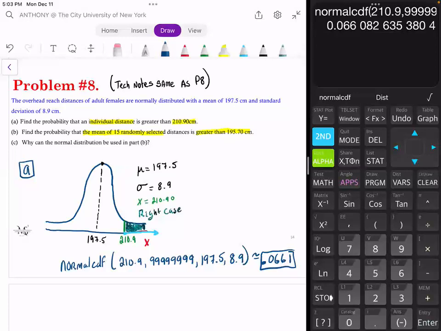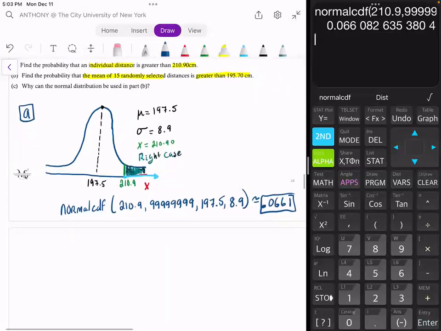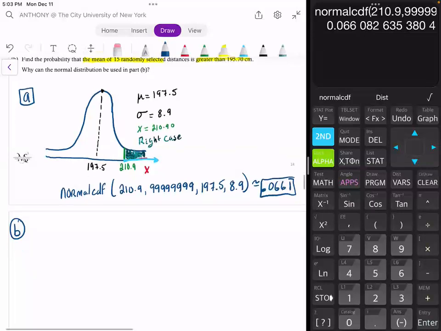Okay, now we move on to part B. When I move on to part B, things are going to change just a little bit. Now we have to find the probability that the mean of 15 randomly selected. So that tells me a couple of things. That tells me that my variable of interest is no longer x, but x bar. And it gives me the sample size. The sample size there is 15. And we have that the sample mean must be bigger than 195.7.